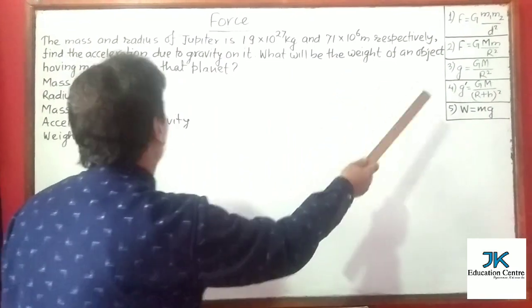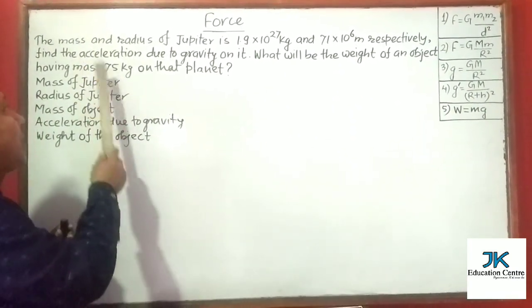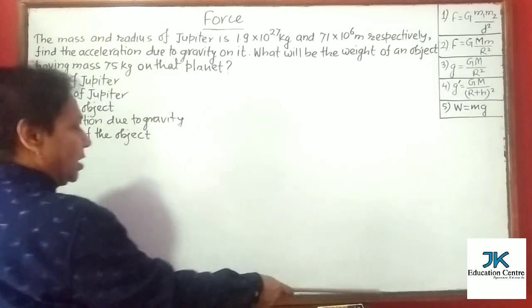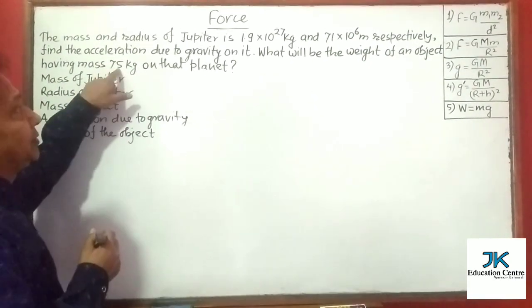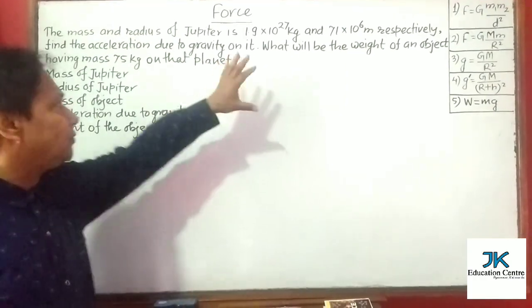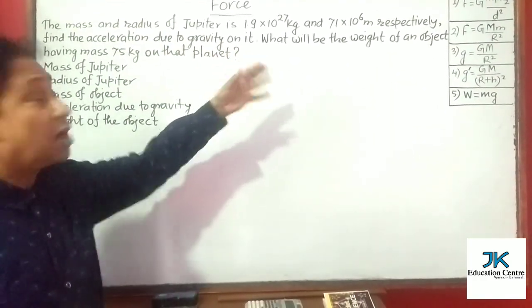What will be the weight of an object having mass, more information is given, having mass 75 kg on that planet. Now we are going to find out the weight of a body having mass 75 kg also. Now looking at this numerical problem seems to be a little difficult, but it is not a difficult problem.